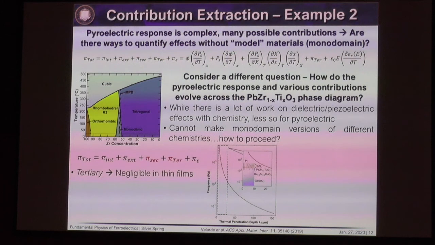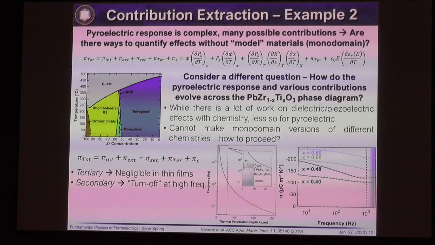The second thing that we can work on is we can clear out these secondary effects. So we just do this as a function of temperature. And the key here is that we can model very accurately the thermal penetration depth in these systems. We can basically turn off the heating of the substrate by going to the right frequency regimes. This shows up very clearly in the x equals 48 here. So this is right near the MPB for this system, where we see this big frequency dependence, and then it levels off in this system.